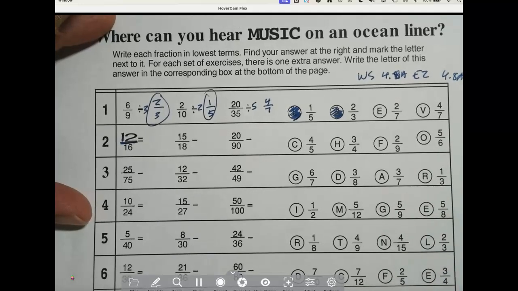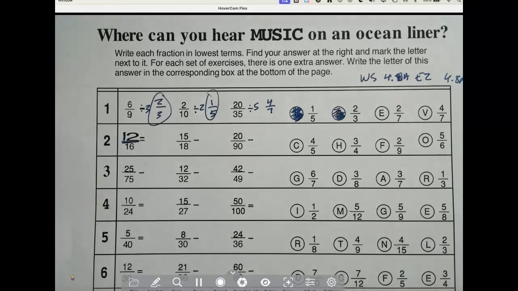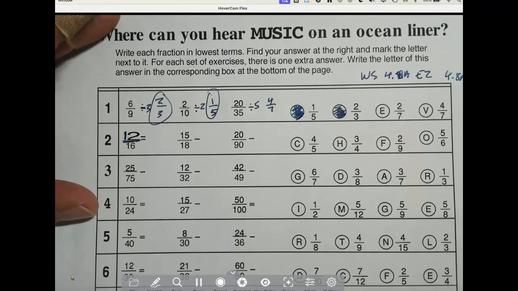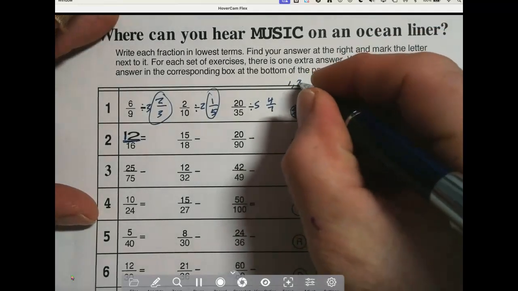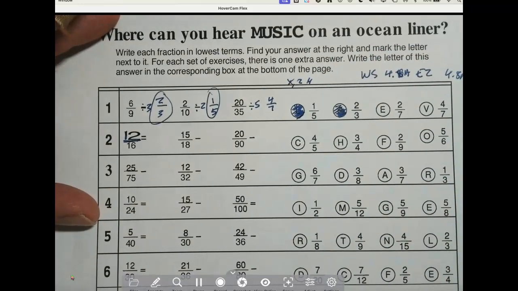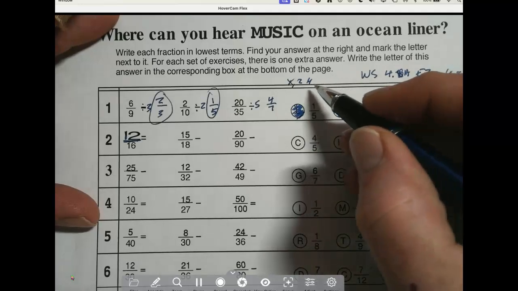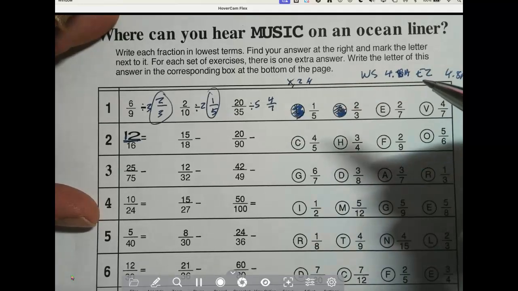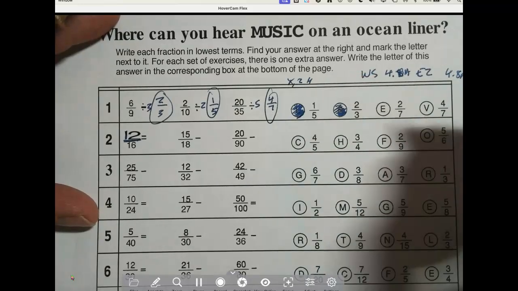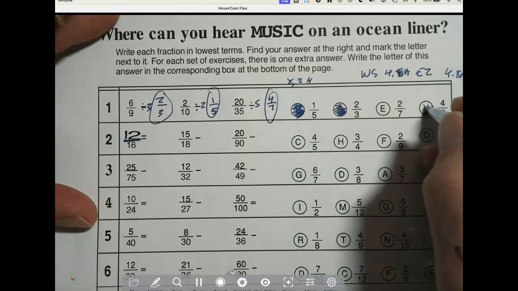Okay, now I got 4 and 7. So what I do is, am I in simplest terms? I think about the small number. Well, the small number is 4. And the numbers that go into 4 are 1, 2, and 4. Well, 1 goes into all numbers, so that doesn't matter. And 2 and 4, they don't go into 7. They don't fit in there evenly. So then I know I'm in simplest terms here. So 4/7, and I can color this one.